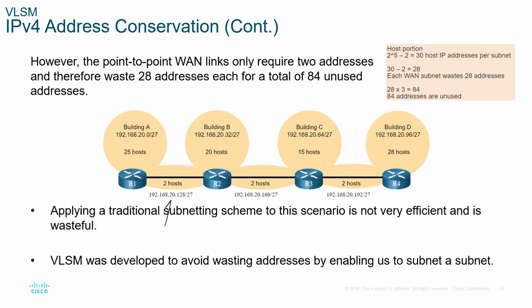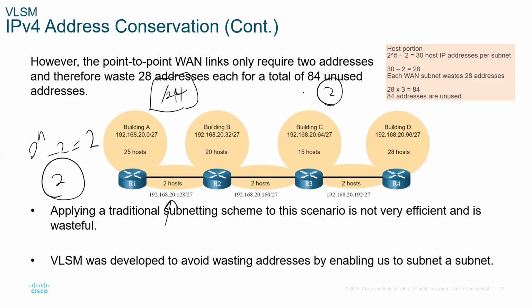So for example, if we need 2 host addresses, 2 to the power of n minus 2 is equal to 2. It means we only need to use 2 bits. And if we use 2 bits for the host, suppose we had a slash 24 network, it means we have 6 bits left for the subnet. 24 plus 6 means 30. So the subnet we were supposed to be using here is a slash 30 instead of a slash 27. A slash 30 here, a slash 30 here.